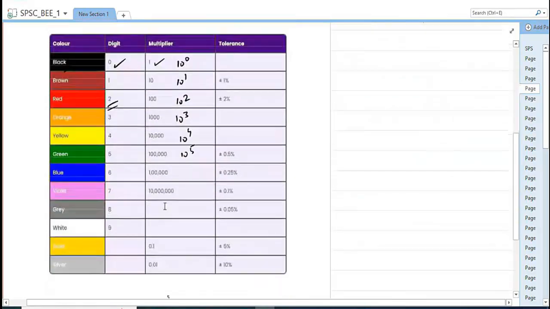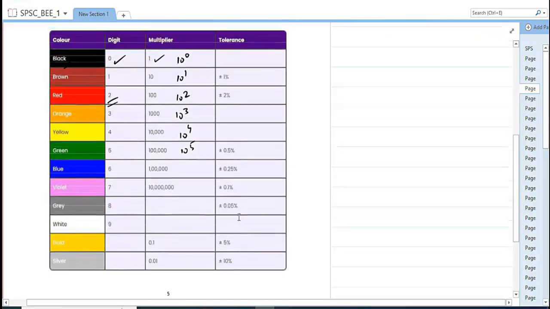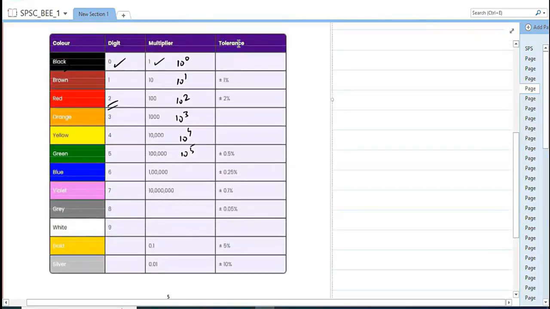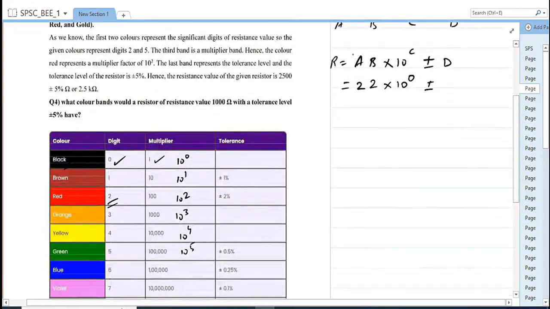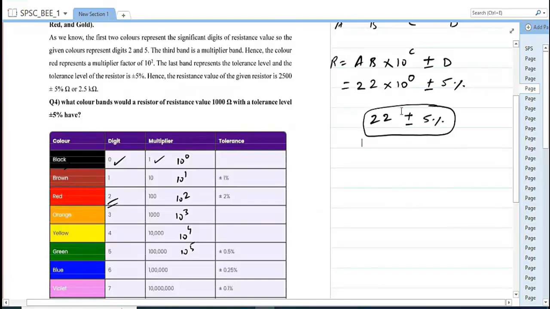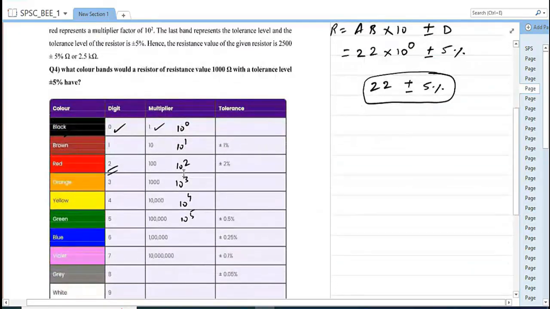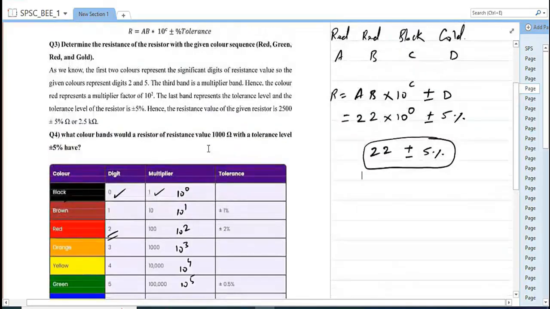What is there for D? Gold. You can see the tolerance is written here. So the tolerance for gold is 5%. So you can write plus minus 5%. The final value will be 22 into 10 to the power 0, which is nothing but 1, plus minus 5%. The final value will be 22 ohm plus minus 5%. So this is the way to read. I have covered some questions on the next page, and we will discuss those questions also.